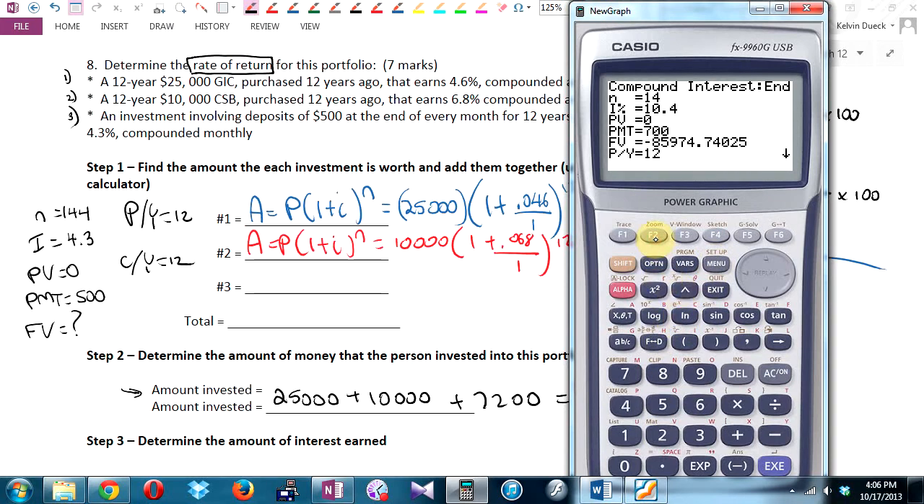So it's going to be 144, 4.3, nothing, 500. Don't know. 12, 12. Show me the final value. Ignore the negative. 94,142.2.